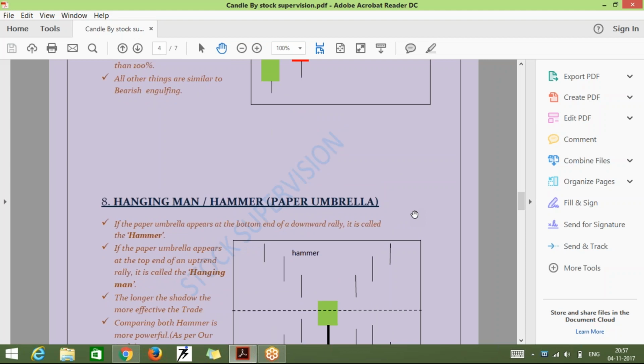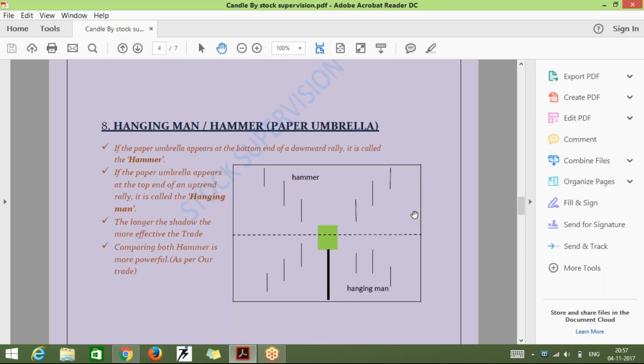Now coming to hanging man. It should be written above this. Actually, this is a single candle pattern, not an issue. We will go through this. Hanging man and hammer come under the paper umbrella. Paper umbrella is a pattern, and it looks exactly like this.